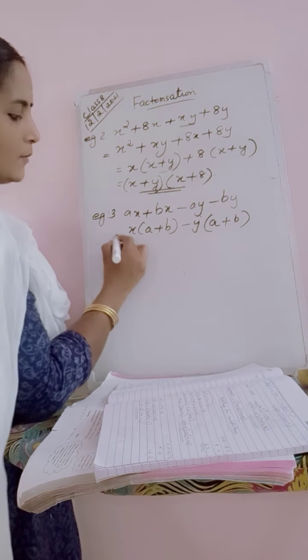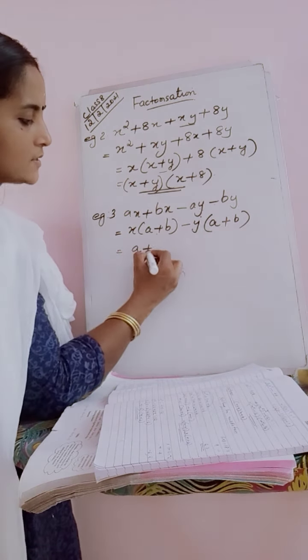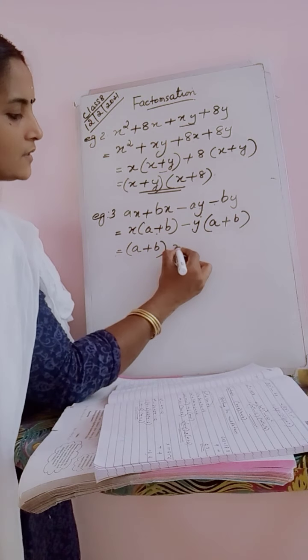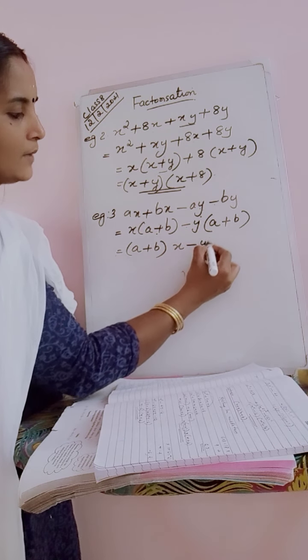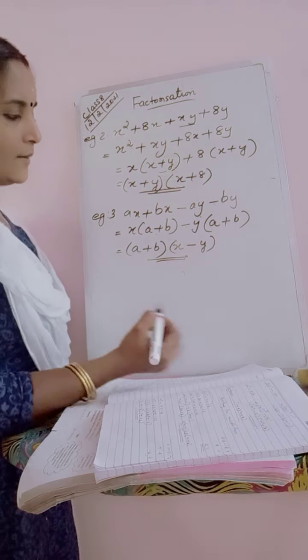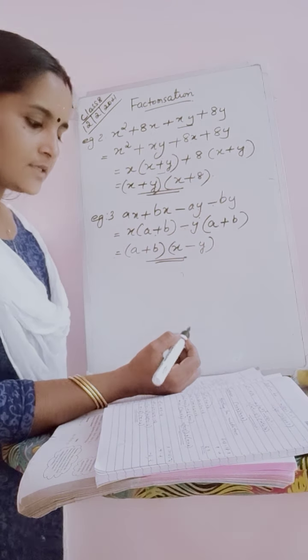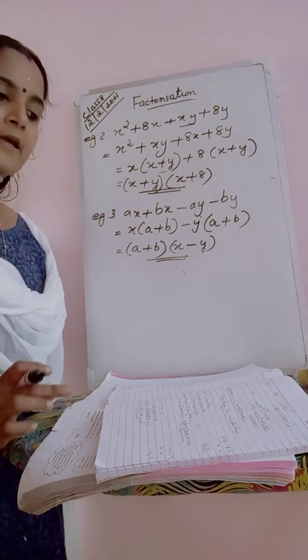A plus b is common. Take that a plus b outside. Here x remains. Put this sign minus. So what is the answer? A plus b into x minus y. Okay.